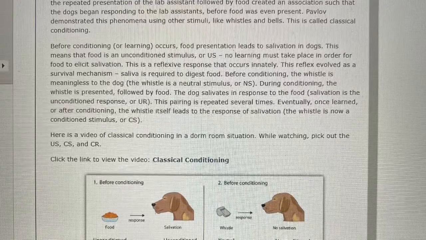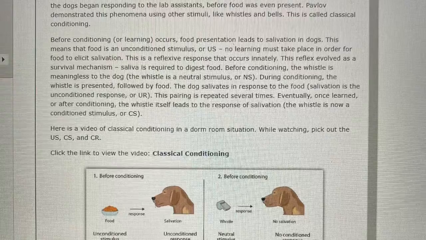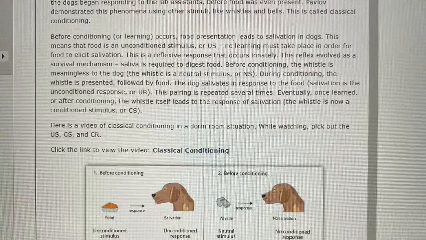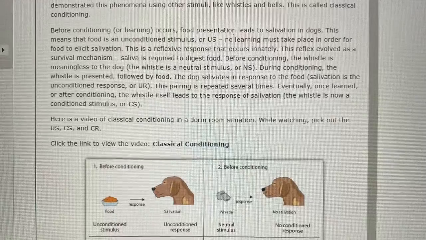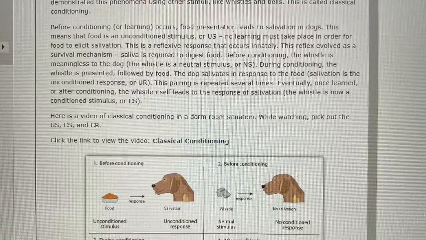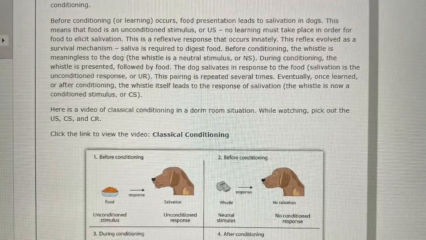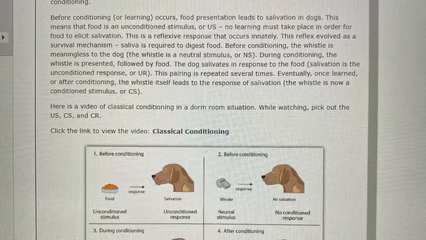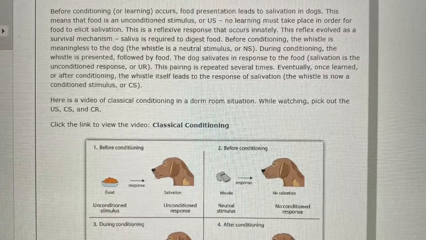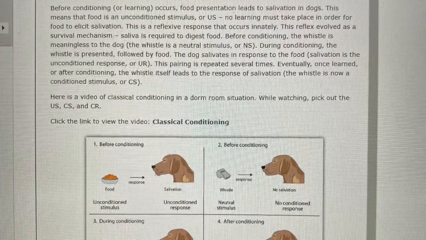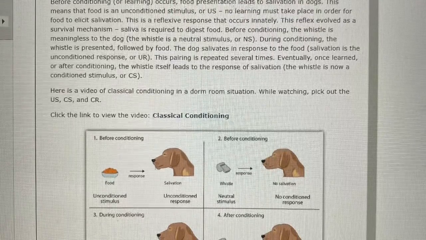Pavlov demonstrated the phenomenon using other stimuli like whistles and bells. This is called classical conditioning. Before conditioning or learning occurs, food presentation leads to salivation in dogs. This means that food is an unconditioned stimulus, or US. No learning must take place in order for the food to elicit salivation. This is a reflexive response that occurs innately. This reflex evolved as a survival mechanism. Saliva is required to digest food.